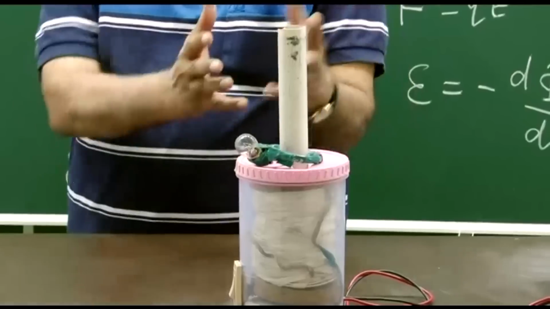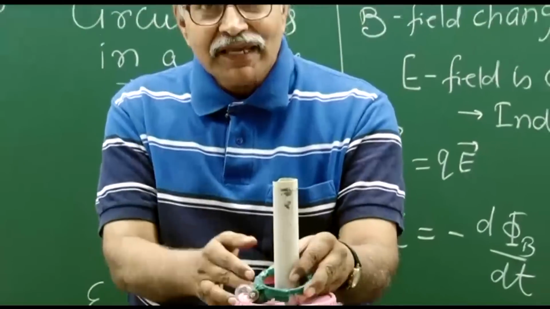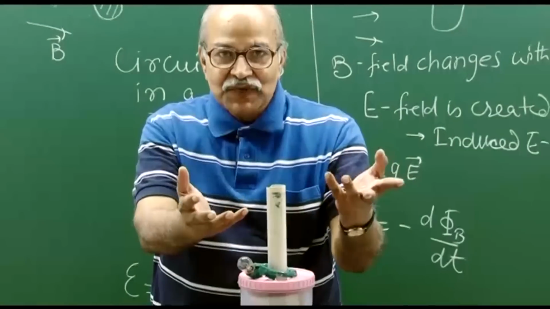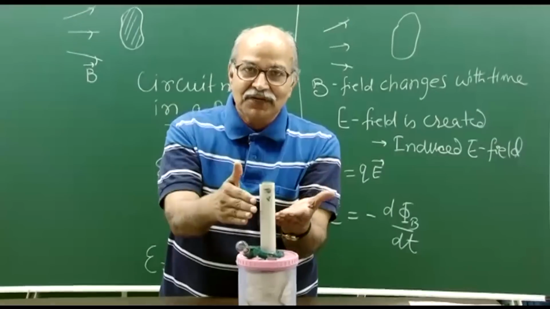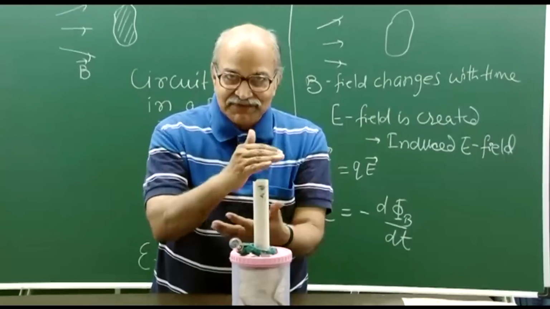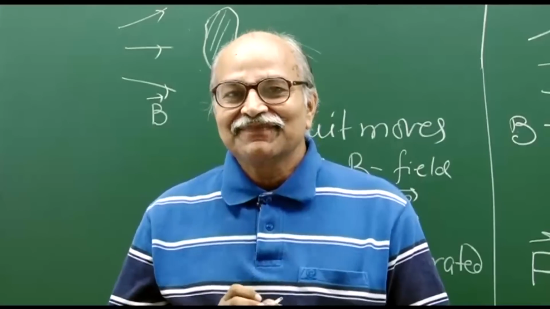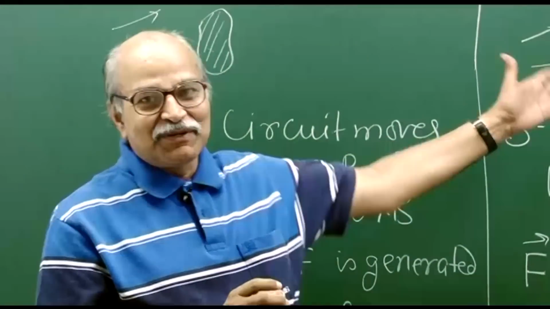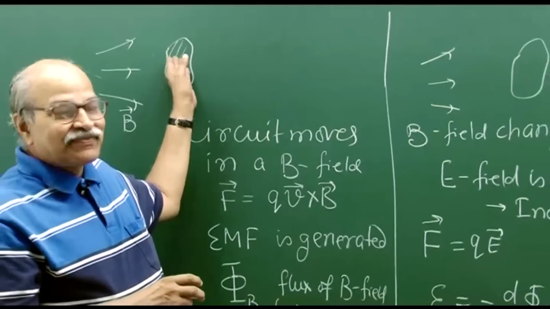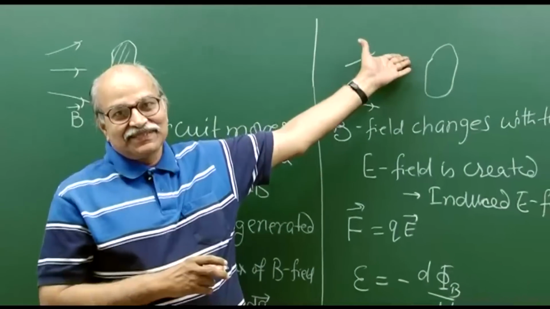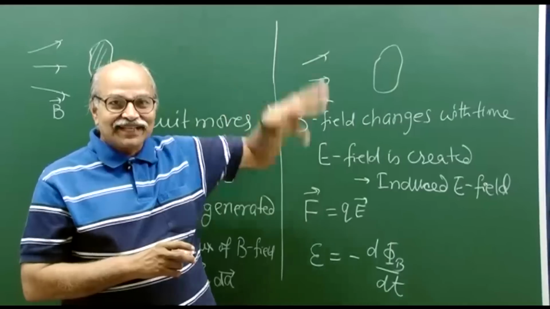So, the current depends on the height from this base. Why? Because the magnetic field becomes weak, so the rate of change of magnetic field also goes down, and less EMF is produced. So, now I have another experiment in which both of these things will be used. The circuit will move in a magnetic field, and the magnetic field will also change with time. We will be moving both magnet and the circuit.